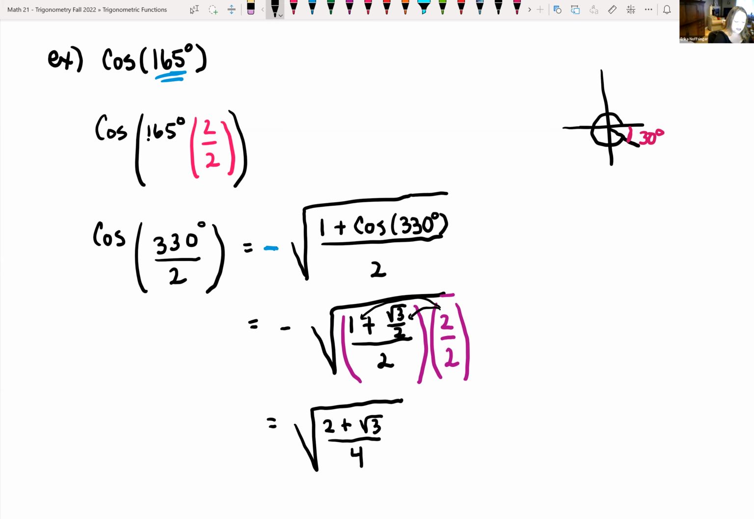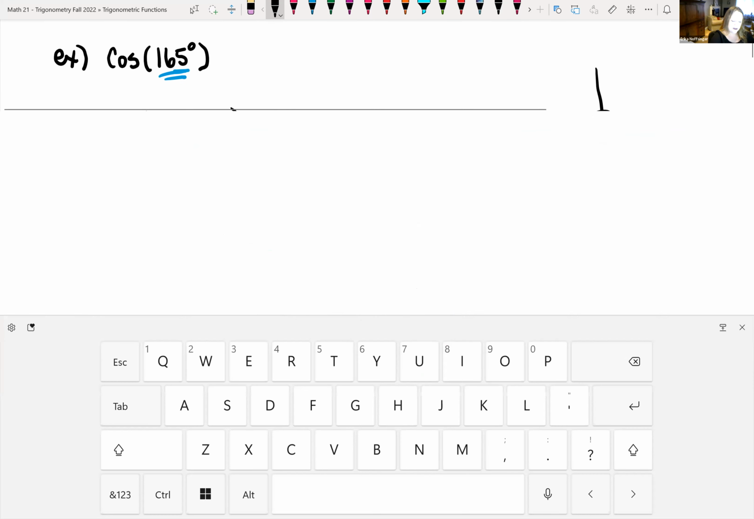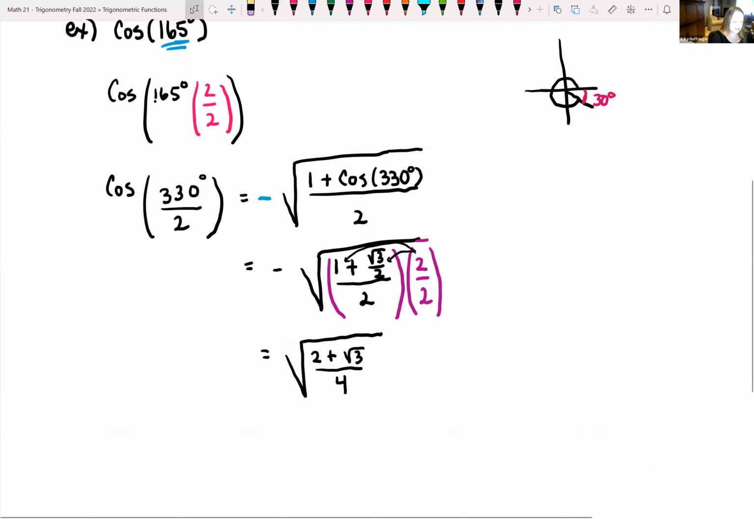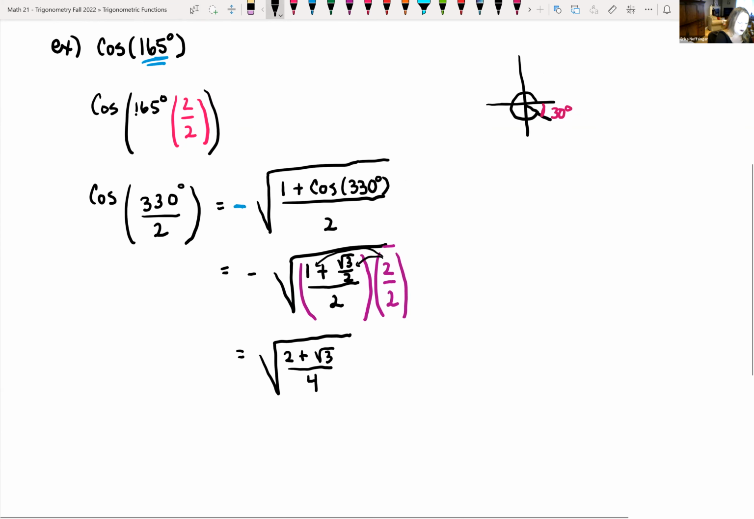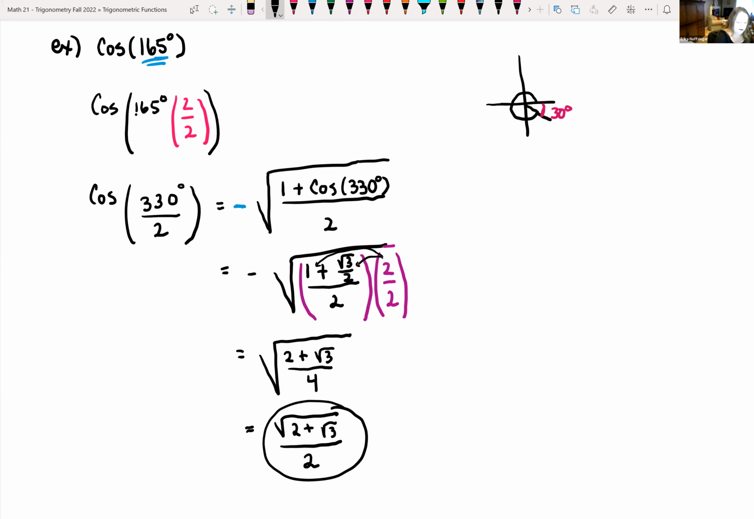Using rules of radicals, I can break that down. The square root of a fraction is the same thing as the square root of the numerator over the square root of the denominator. So I have the square root of 2 plus root 3 underneath that radical, all over the square root of 4, but reducing that, the square root of 4 is 2. And so we got our answer, and this is our exact answer. We would leave it in this form. The homework program might ask you for the exact form and then also to estimate it, telling you where to round to.